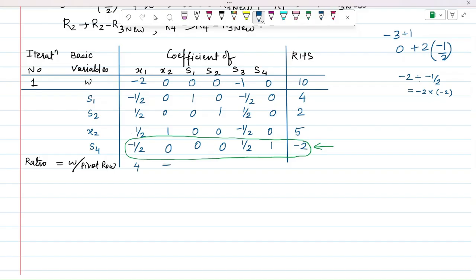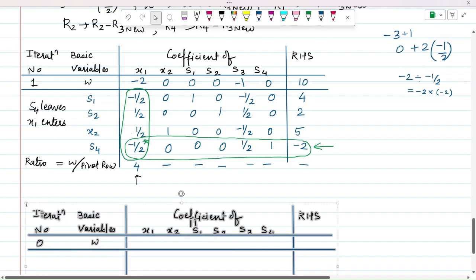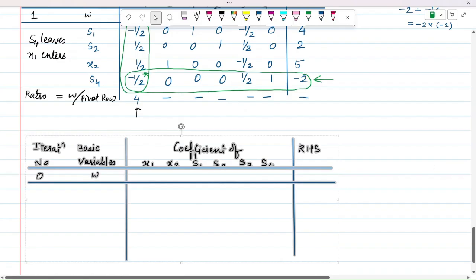And 0 divided by 0 doesn't matter. S3 and S4 will not matter as well. So you can leave all of these other ratios. So there is only one option remaining for the pivot column. That's this pivot column, the key element being negative half. So here S4 leaves and X1 enters. X1 enters. Okay. Let me again see. I can copy paste the, yeah, I have.